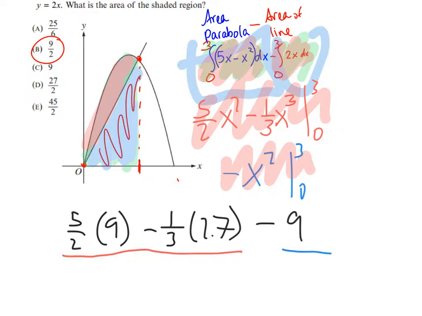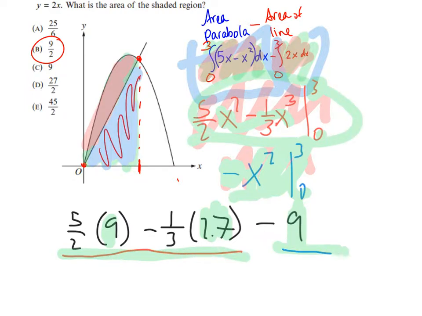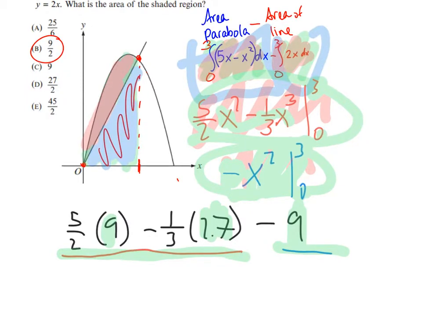And then I just started plugging stuff in. So I plug in a 3 into my x's, which is why the x squared became a 9, the x cubed became a 27. So I have 5 over 2 times 9 minus 1/3 times 27, which will become 9. And then minus whatever this is going to be. The 0, I didn't really bother plugging in zeros because that becomes 0 anyways. But 3 squared is 9, so minus 9. Everything that's red underlined is what I got from right here. Everything that's blue underlined is what I got right here. Alright, so let's go ahead and finish that up.